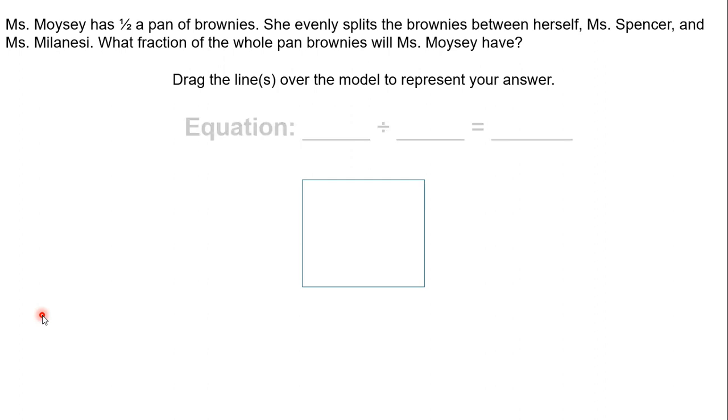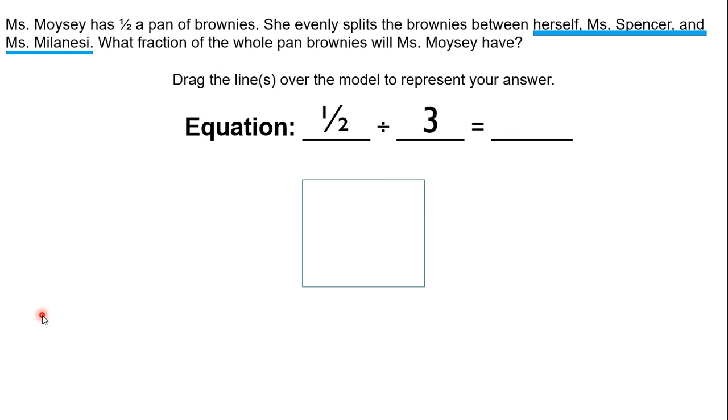Well, first let's write an equation. Mr. Pritchard, what are we sharing here? Brownies. Excellent. And how many brownies does Miss Moisey have? She has half a pan of brownies. Excellent. So our dividend, which is our first starting number in our equation, is 1/2. And how many people is she splitting the pan of brownies between? 3 people. Excellent. Herself, Miss Spencer, and Miss Milanese. So our divisor, which is the number we're dividing by, is 3.